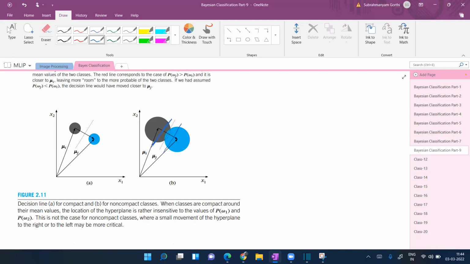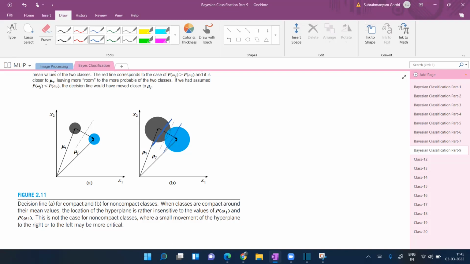When they are not compact classes, in other words, when the variance of these classes is high, then the decision planes are more sensitive to the actual values of the prior probabilities of the given two classes. That means the accuracy of these prior probabilities will play a very critical role when you need to make a classification between two classes that have an overlapping region, or those two classes with high variance, in other words.